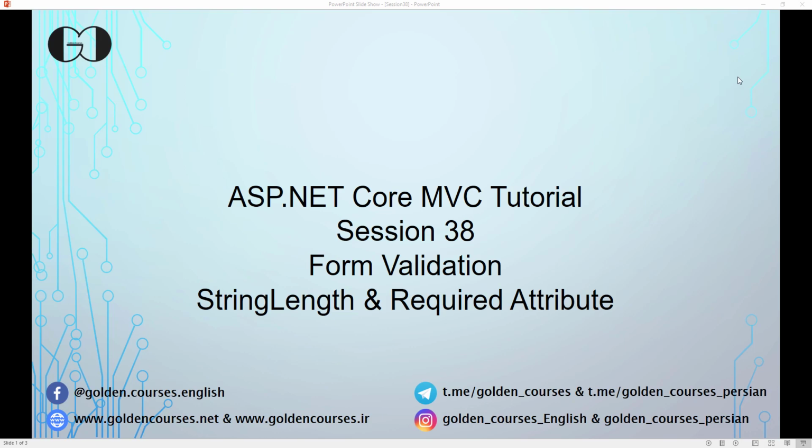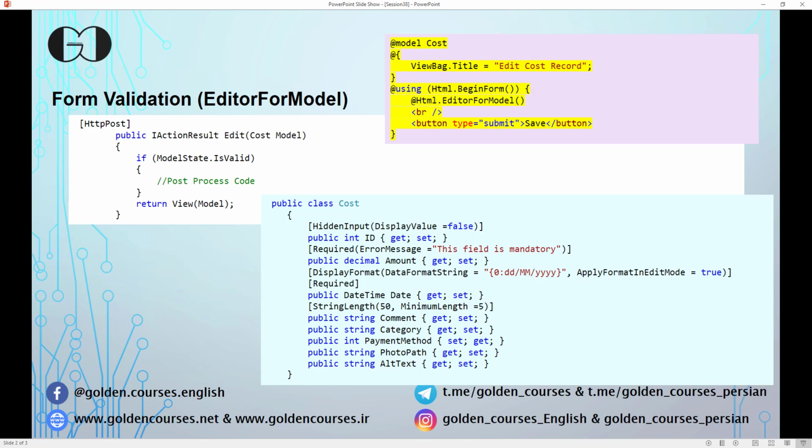In this session, we are going to talk about form validation, and also we introduce two attributes, string length and required attributes. For validating a form, we should do some changes in our controller and also in our model. And it depends on the technique that we use for creating our model. We can add some feature and HTML helper for handling the validating error, or if we use editor for model, it automatically adds the validation error if any validation error happens in the form while we submit the form.